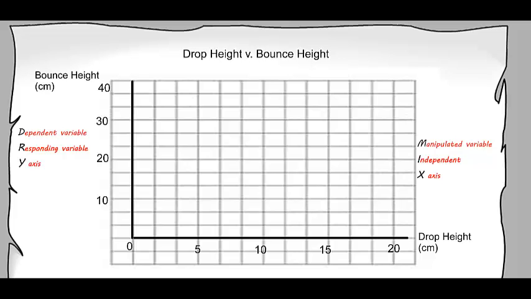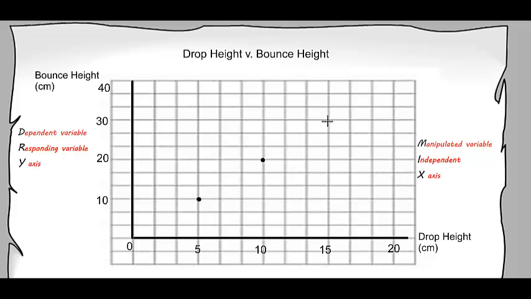Next, you need to plot the data points. As you recall, we are graphing how drop height affects bounce height. The data we are using from the data table show that when the drop height was 5 centimeters, the ball bounced 10 centimeters. When the ball was dropped from 10 centimeters, the ball bounced 20 centimeters.